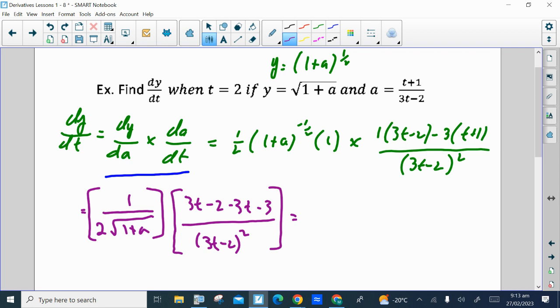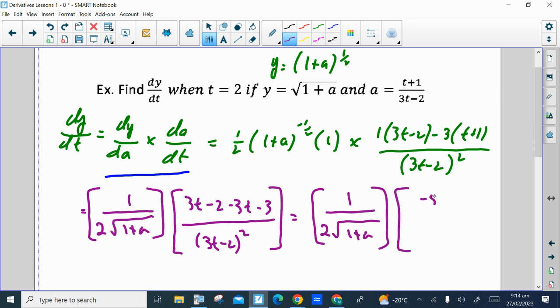So we can simplify this even more just by working on that second factor. So the 3t's are going to cancel. You'll have negative 2 take away 3, which is negative 5, left as the numerator, all over 3t minus 2 all squared.